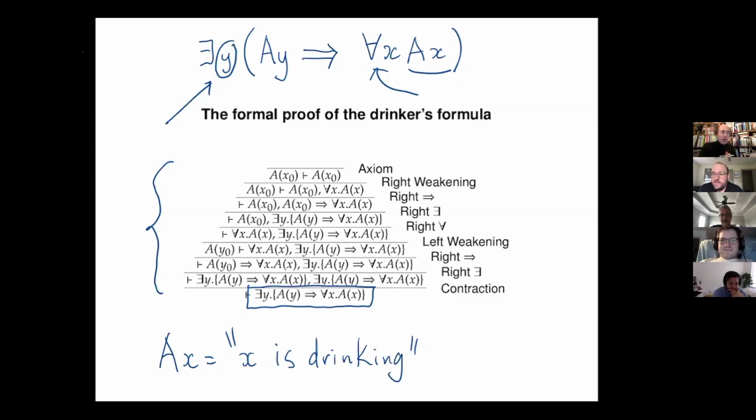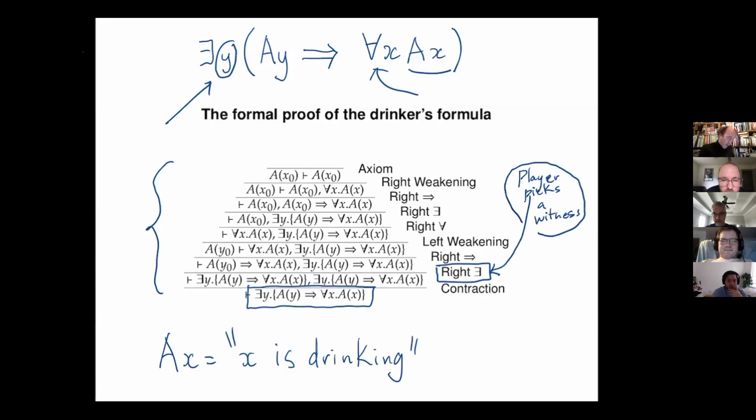And so the point is that the fact that we were able to prove the formula comes from the interaction. If we look at the proof, we can see it. The first exists is where the player picks a witness. The player pretends to know the witness, but then the opponent finds a counterexample.